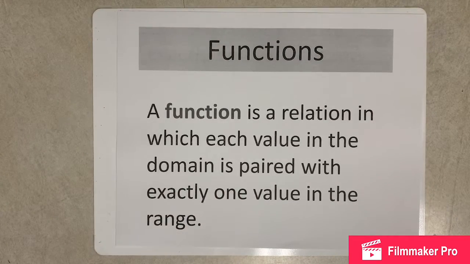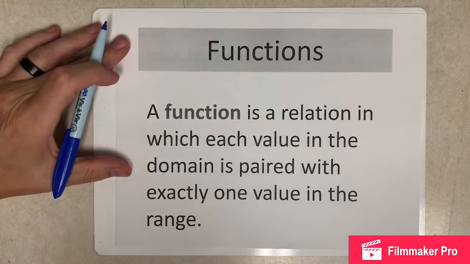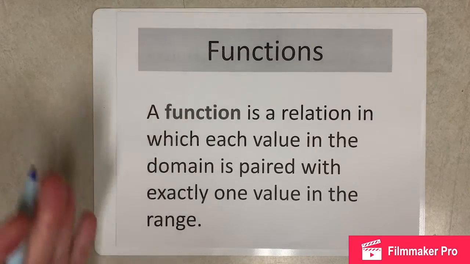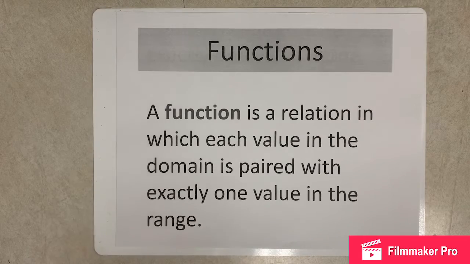So now we have the idea of a function. A function is a relation in which each value in the domain is paired with exactly one value in the range. So here's what that means. For a function, you can't have an x value repeat itself in the ordered pairs. If an x value repeats itself, it means you have an x value matched up with more than one y value, and it's not going to be a function. And that's the definition of what a function is. All the x values have to be different, and the y values can repeat, but the x values all have to be different in the sets of ordered pairs.